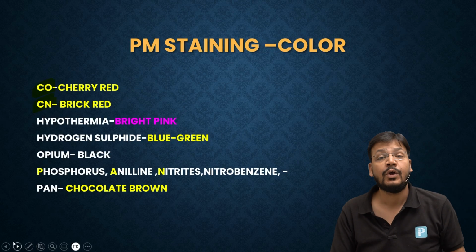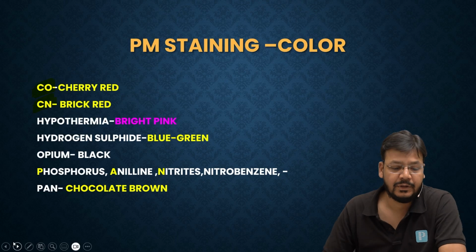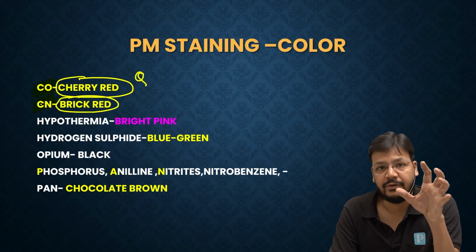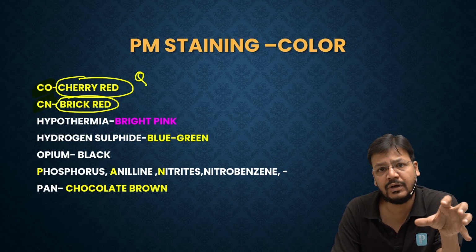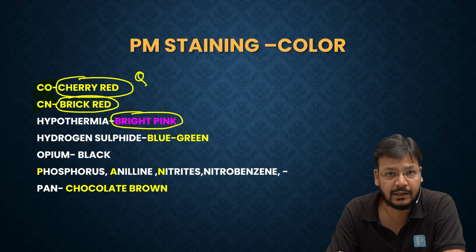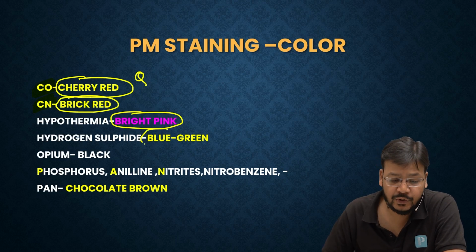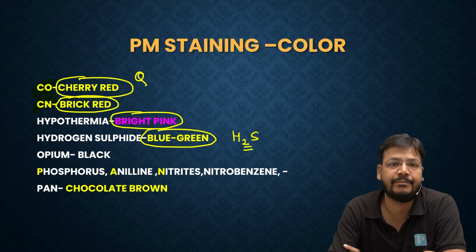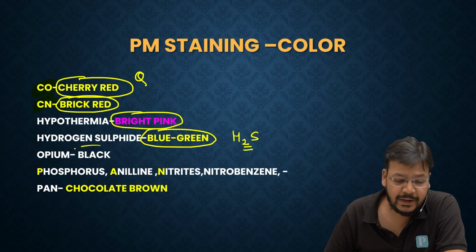70 BNS. Postmortem staining color. Carbon monoxide poisoning cherry red. Cyanide poisoning brick red. डिफरेंस है थोड़ा सा. कार्बन मोनोऑक्साइड चेरी रेड, साइनाइड ब्रिक रेड, हाइपोथर्मिया ब्राइट पिंक कलर इन पोस्टमार्टम स्टेनिंग, हाइड्रोजन सल्फाइड H2S, so there will be two colors, bluish green, opium black color.